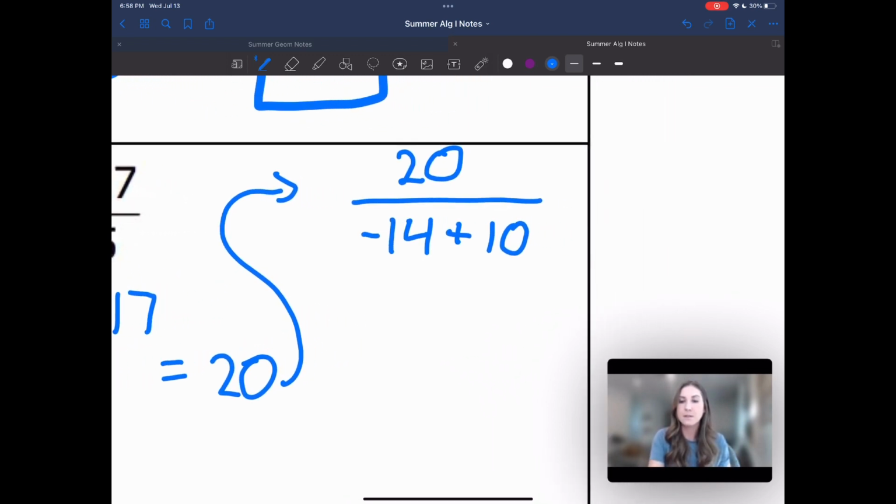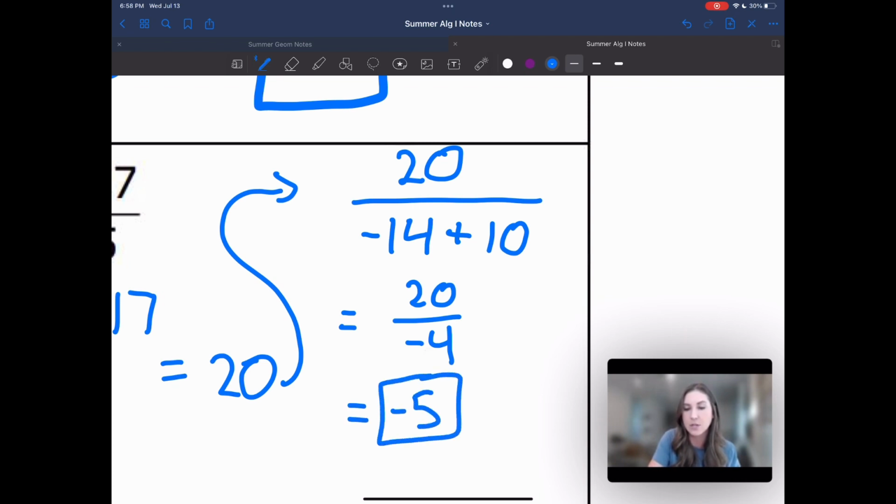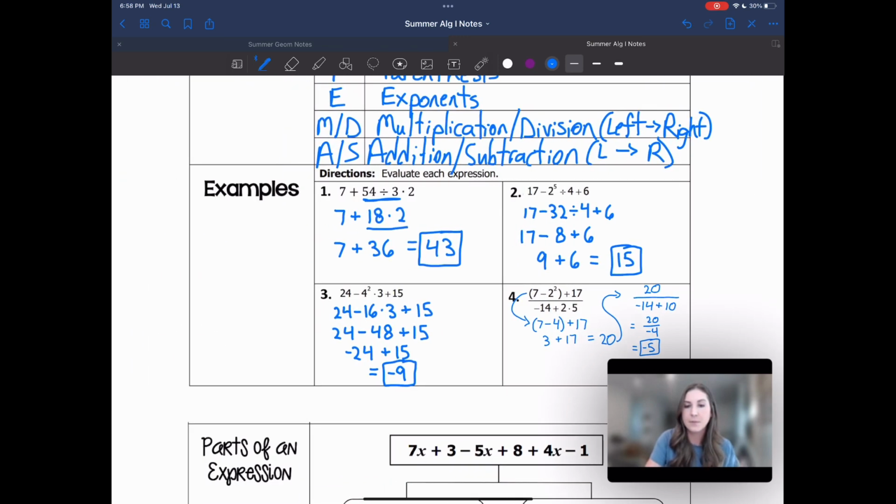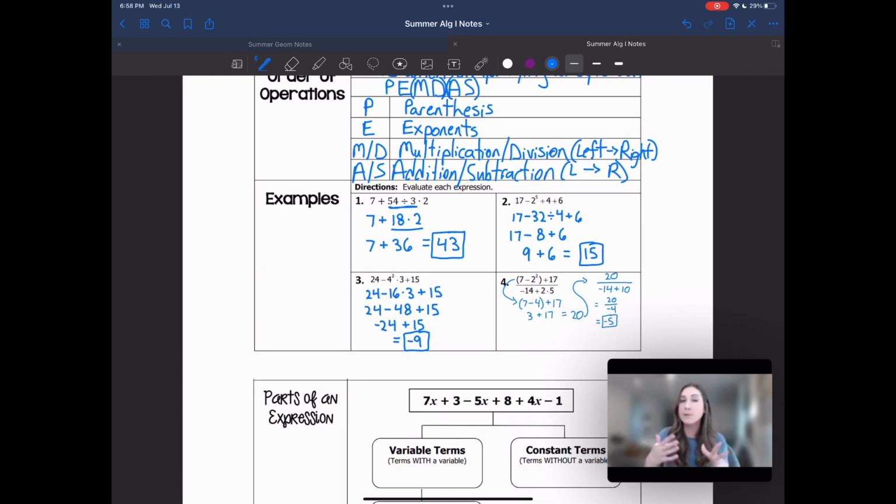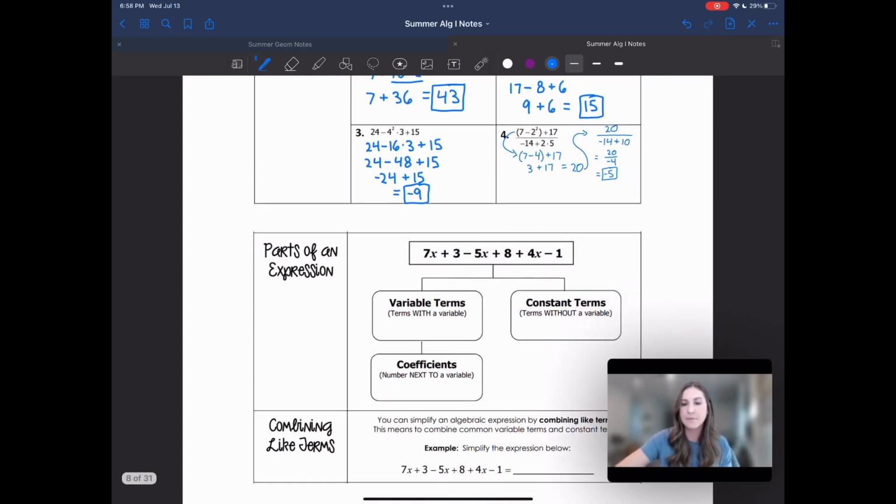Now we're just going to add negative 14 plus 10. That's going to give us negative 4. So now we've got 20 over negative 4, and now we can work with those together. So that just means 20 divided by negative 4, which ends up giving us negative 5. Final answer. All right, so that covers simplifying expressions, the whole PEMDAS stuff.